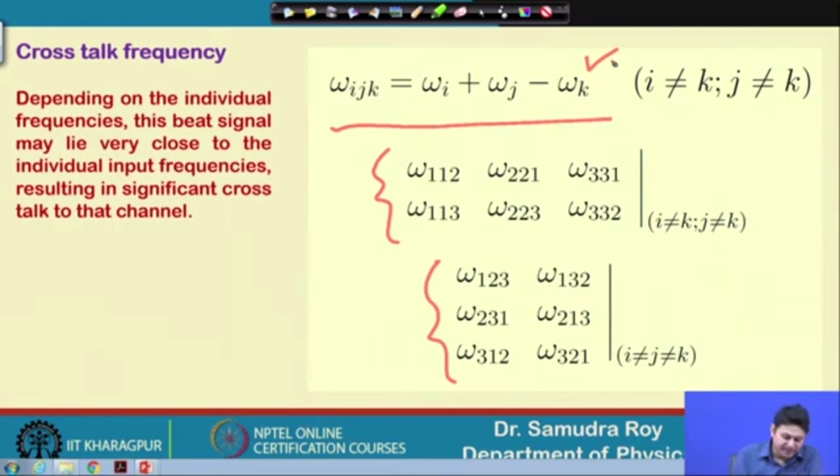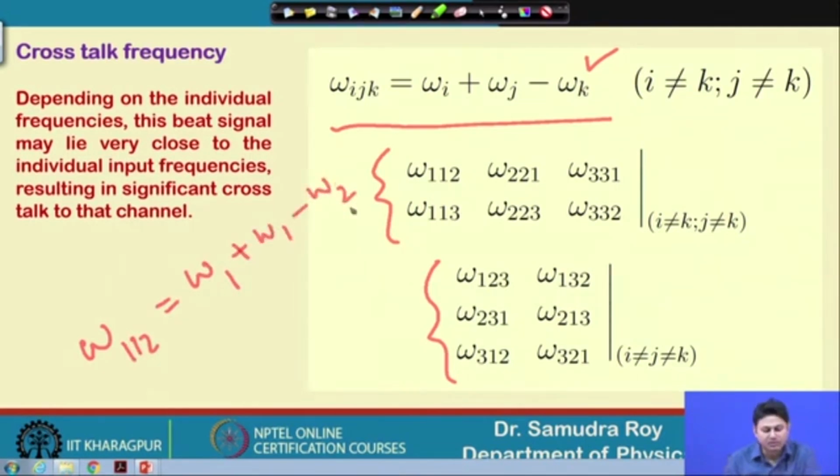As an example, what is the meaning of the omega 112 frequency? It means it is omega 1 plus omega 1 minus omega 2. This is the frequency I am talking about. So, here 2 frequencies, omega 1 and omega 1, are the same, omega 2 is different. So, i is equal to j here, but i and j both are not equal to k. That is the condition we have.